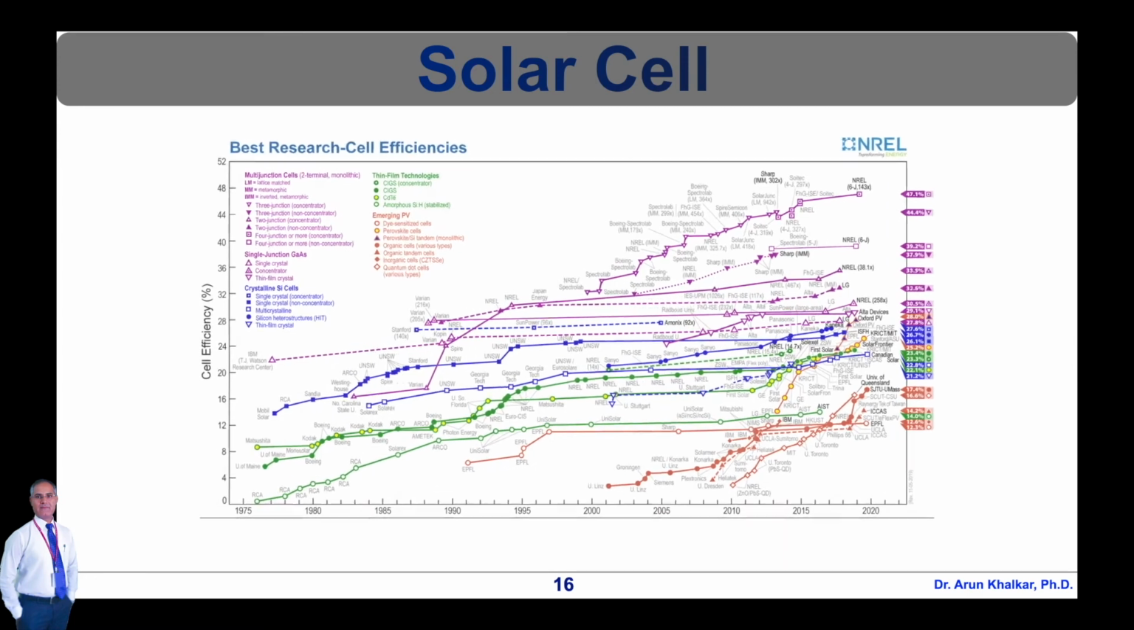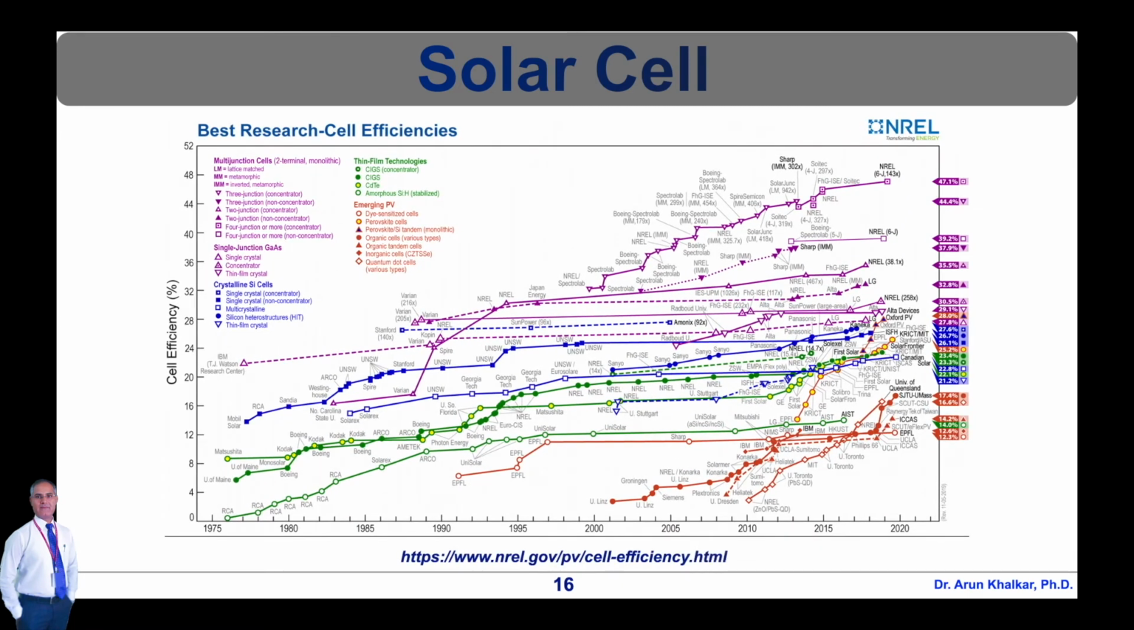This graph shows the best research cell efficiencies which were developed from 1975 till date. All the several types of solar cells and their performances in terms of efficiency have been shown in this diagram. This graph shows different research groups from different universities, institutes or industries, which hold the records of the solar cell efficiencies. For more detail, you can visit the website nrel.gov.